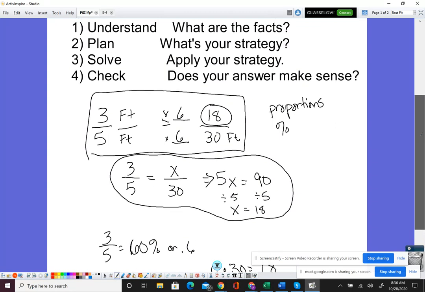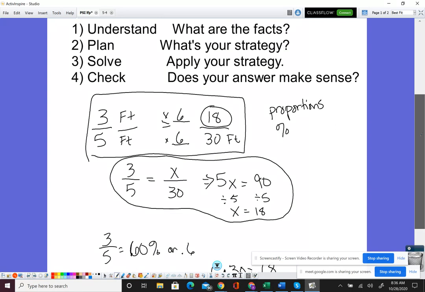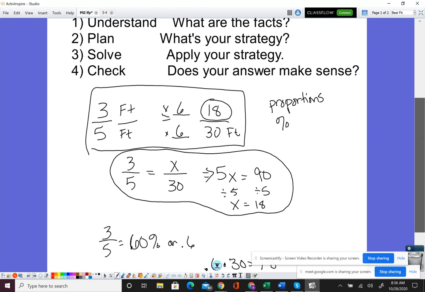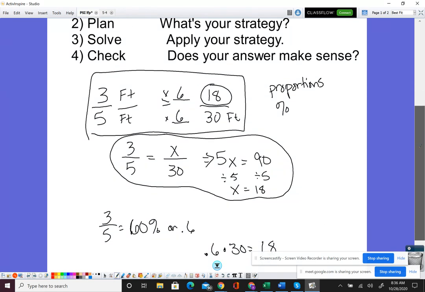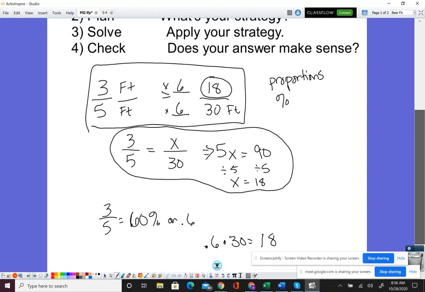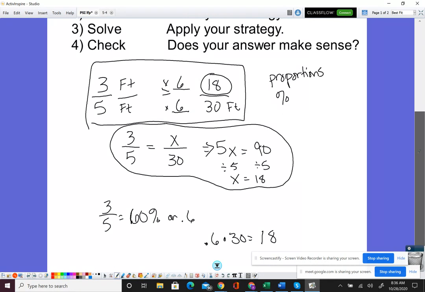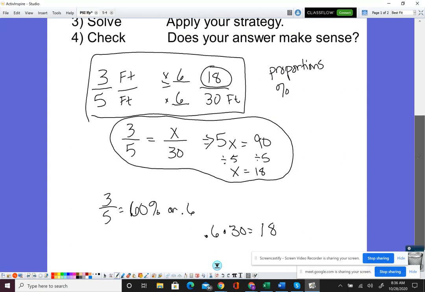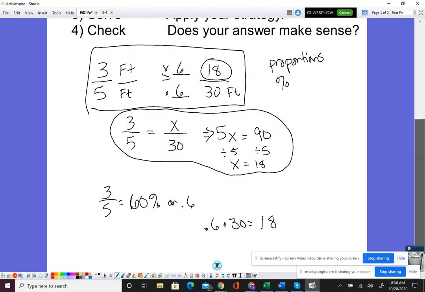So we have done step 1. We've planned it out. We kind of talked about those strategies. We solved it using the strategies. We solved it actually 3 times using the different strategies. And we're going to check and make sure our answer makes sense.